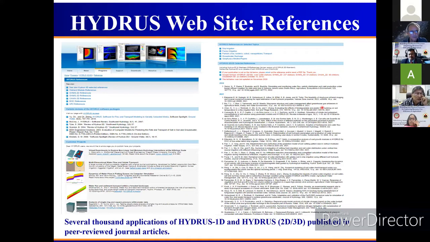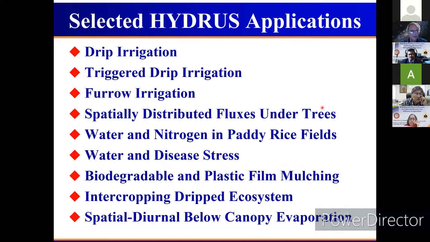Okay, so these are the applications which I want to list. And I try to be relatively general, so to cover many different types of agriculture applications, only agriculture, not hydrological applications. So they involve drip irrigation, furrow irrigation, water and nitrogen flow in paddy rice fields, plant uptake under water and disease stress, the evaluations of different types of mulching, biodegradable and plastic film mulching, intercropping applications, etc.